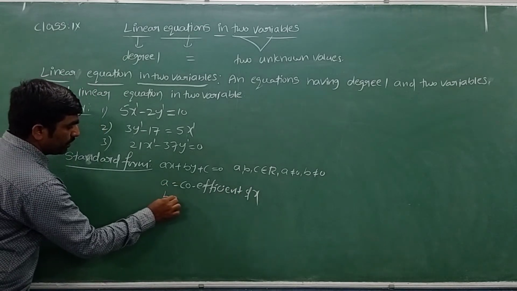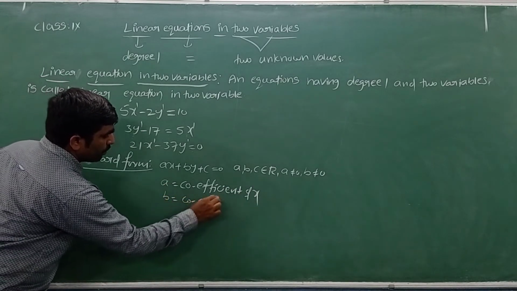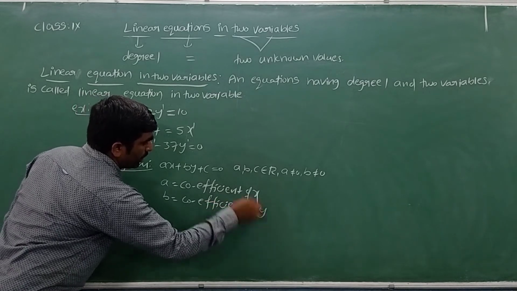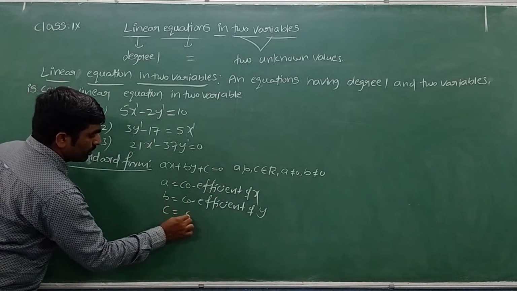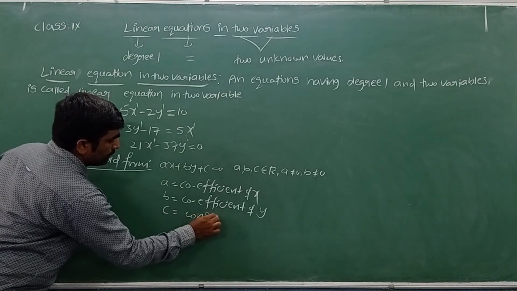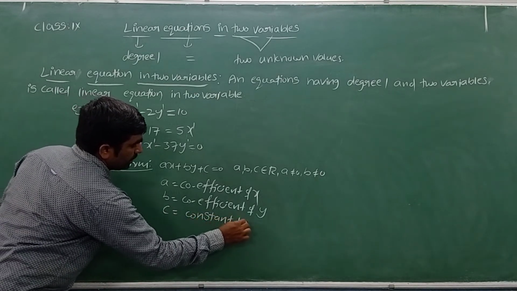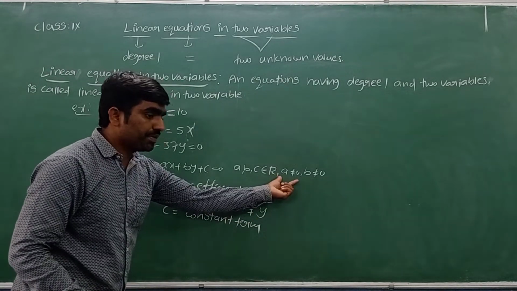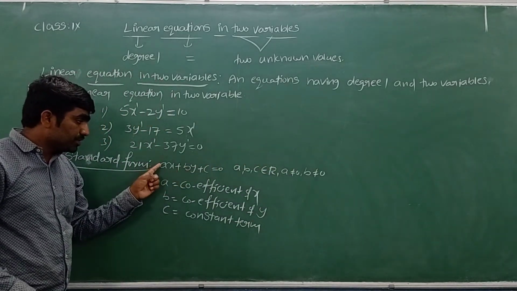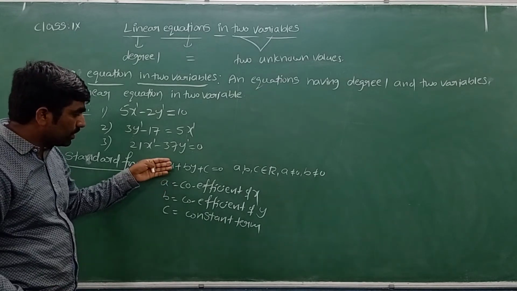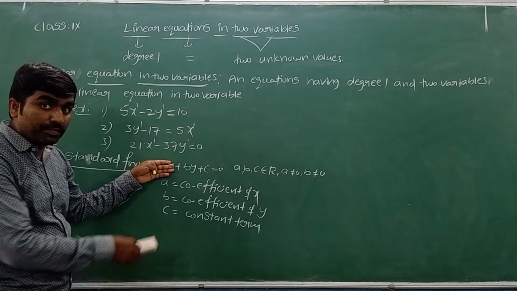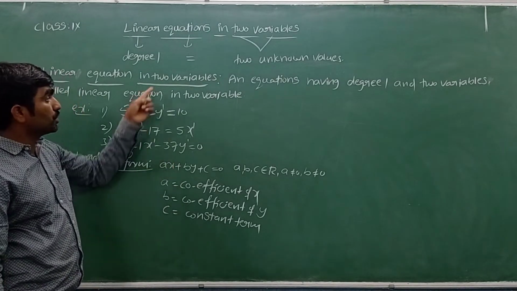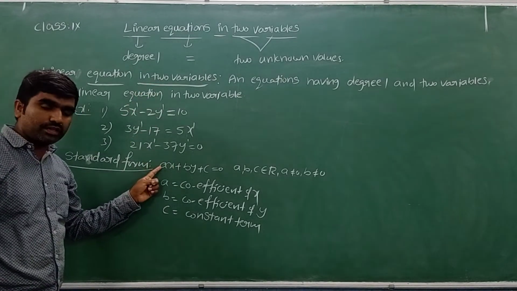What about B? B is the coefficient of y. And C is equal to what? C is equal to the constant term. I told you, don't take the a value as 0. Sir, if I take a value 0, then 0 into x is 0, and we are left with by plus c. It becomes a linear equation in one variable. So to get a linear equation in two variables, the a value must be other than 0.